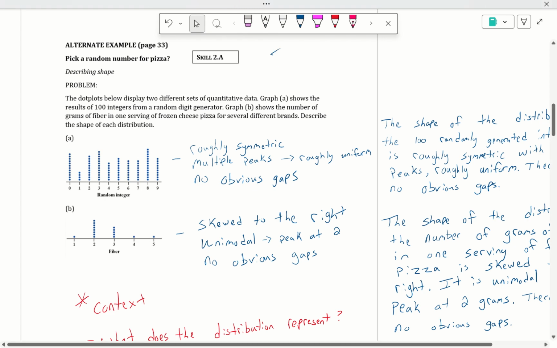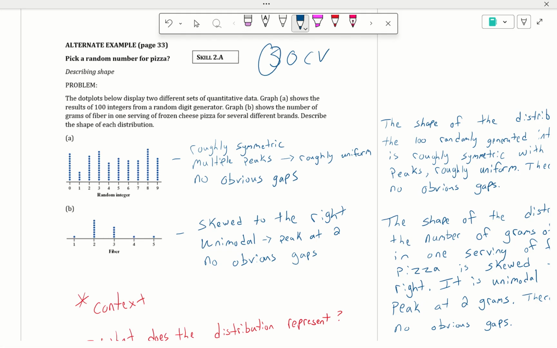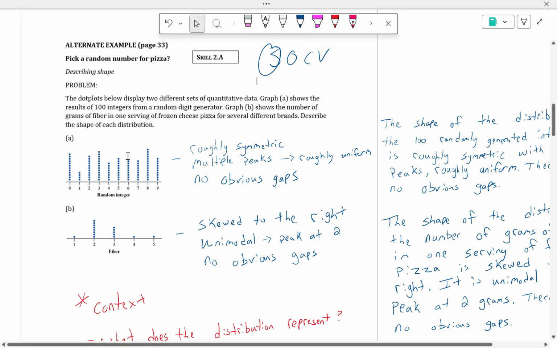So we don't have to use the shape, outliers, center, variability here. We're just asked for the shape. So as I look at A here, it's roughly symmetric. We have multiple peaks, which means we can call it roughly uniform. If you just said it had multiple peaks, that would be okay. There are no obvious gaps here.